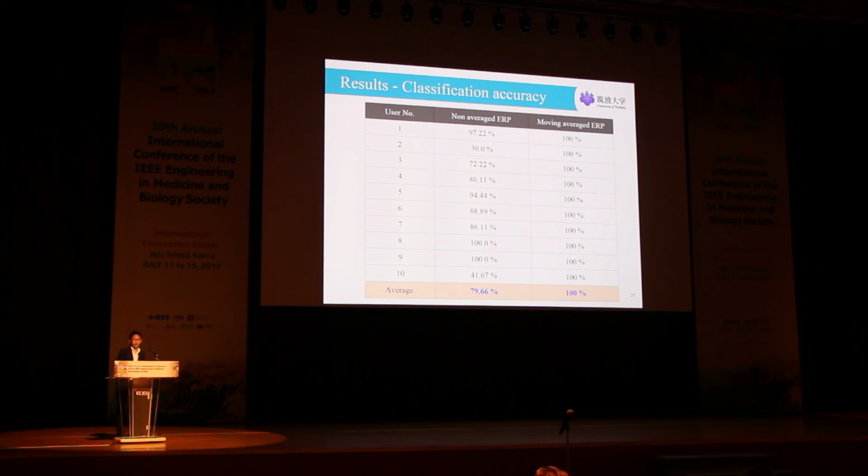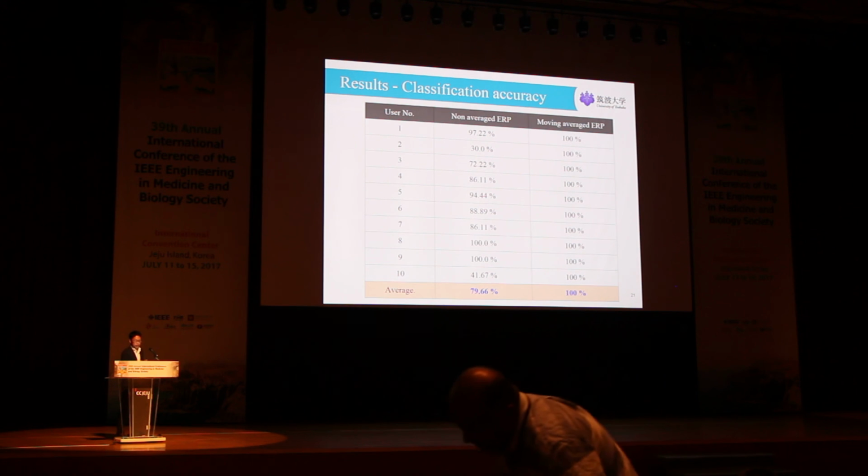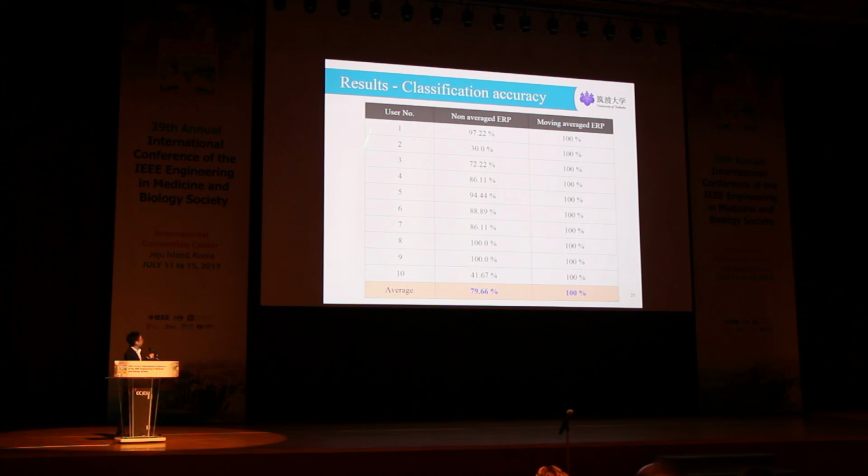So this is the classification accuracy, which is different from the result of the probability. This is the BCI correct rate in my FPBCI. This means the correct rate of the commands attached to the BCI users. Each row shows the user numbers, since we conducted the experiment with 10 subjects, and the bottom row shows the average result of the 10 users. So we could acquire 79% for the non-average ERP and 100% for the moving average ERP signals.